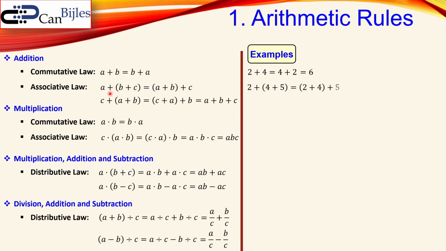For the other one, a plus b plus c, we can just do here again simple calculations using some examples. For c in this case I have 5. But it is also equal to 2 plus 4 plus 5. So this is also like so, and the result here is 11.